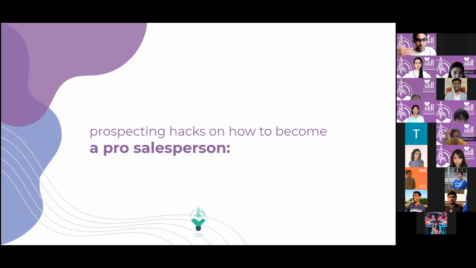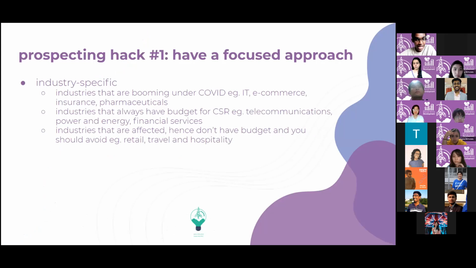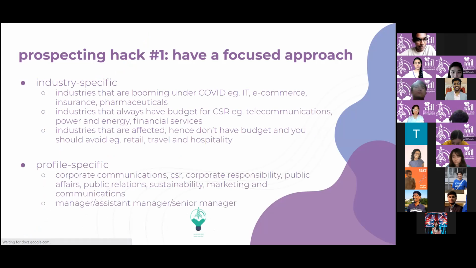So just to approach the end of our session, I always talk about doing smart prospecting, right? So what are some of the prospecting hacks that you can keep in mind in order to be a pro salesperson? The first one I would say would be to have a focused approach. So instead of just randomly searching for prospects or companies, you need to have a focused approach where it's not just industry specific, but also profile specific.